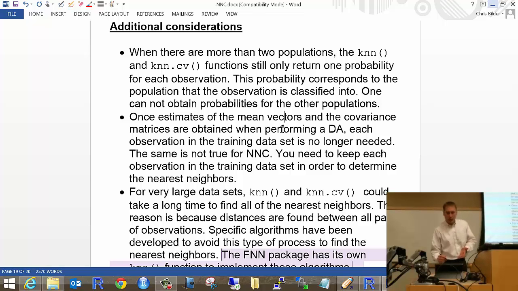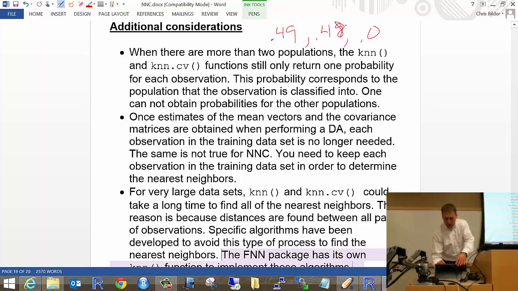Just to make sure you follow my point, let's say you do have 3 populations, and the probability that you classify into population 1 is 0.49. The probability for population 2 is, let's say, 0.49 as well. And, oops, let's do 0.48. And also then for population 3, suppose it's 0.03. The problem, though, with KNN and KNN.CV is that you will only see this particular value, the highest probability. You will not see that population 2 was very likely too. You just won't see that. So you will miss some information about uncertainty. But that's just the way that this function's implemented.